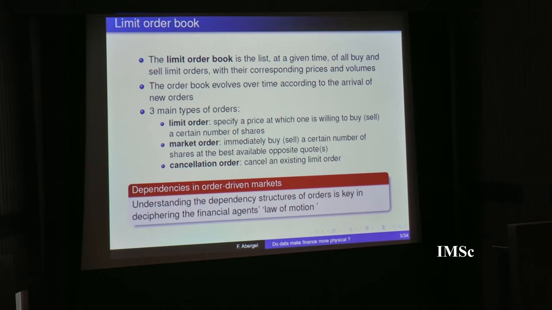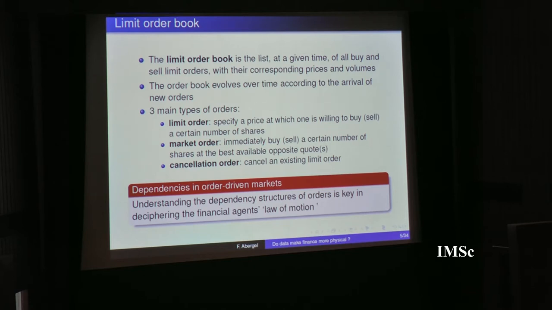Okay, and the dependency structure that I'm interested in and would like to present today is exactly the dependency structures of various types of orders with one another. How do new limit orders influence new market orders? How does a cancellation order influence the arrival of a new market order, etc., etc.?